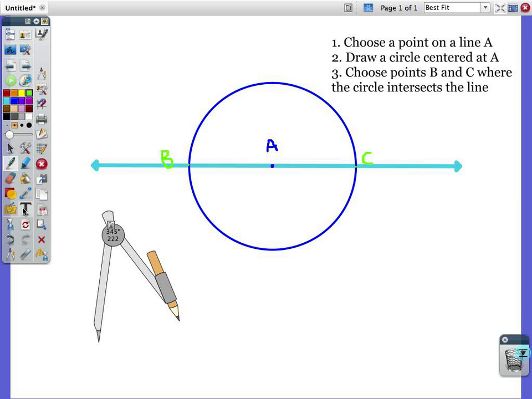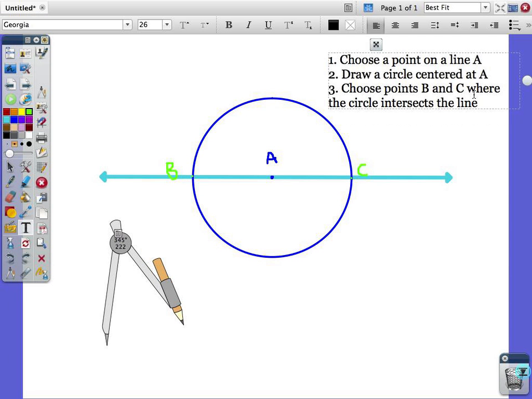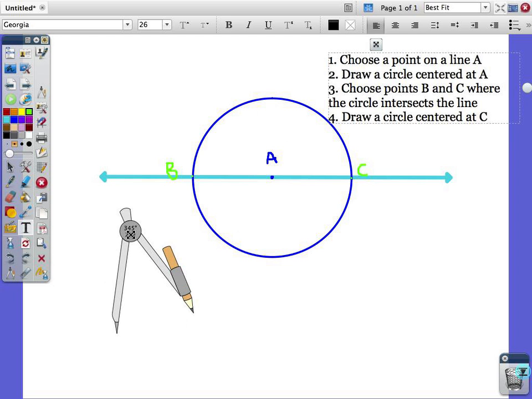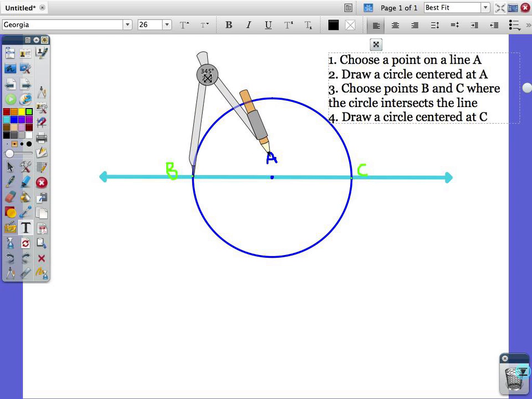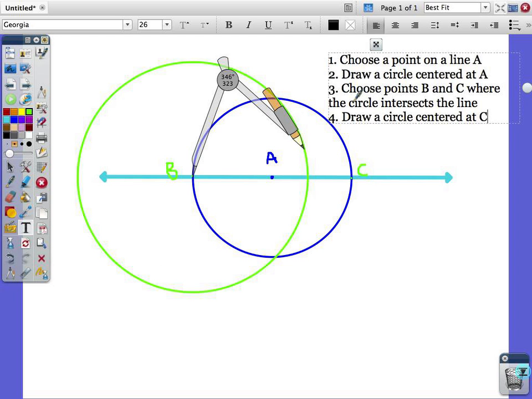Now what? Then draw a circle centered at C. Should we draw a circle centered at C? Does it matter what size it is? Yes, it has to be the same size as radius AC. Are you sure? I think it can be a different size. I thought it was the same size.